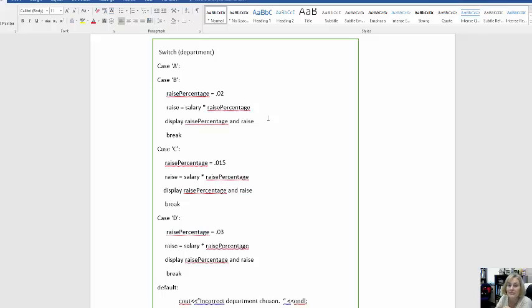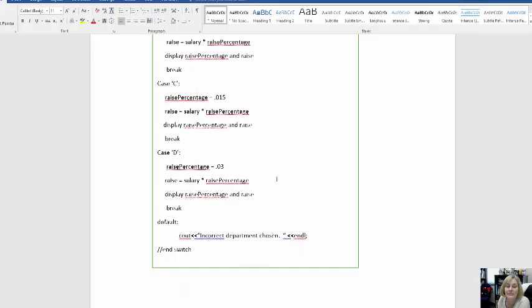Okay? Remember, I'm doing the pseudocode. If your department is a C, then the raise percentage is 1.5%. That's how you write that. Again, you would calculate the raise and display the raise percentage and the raise.